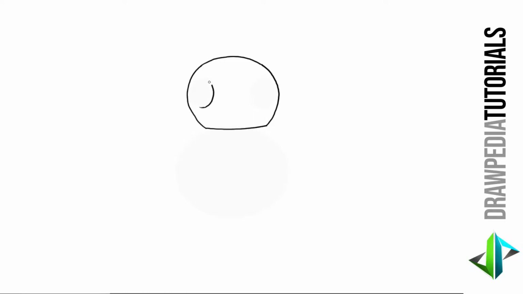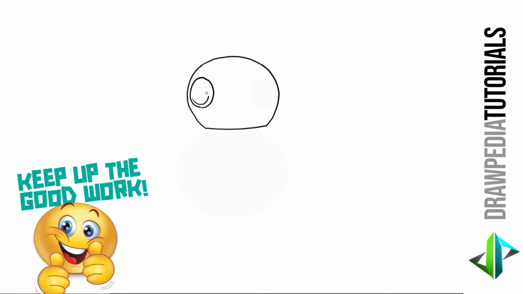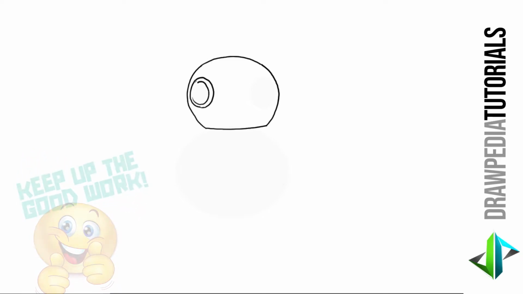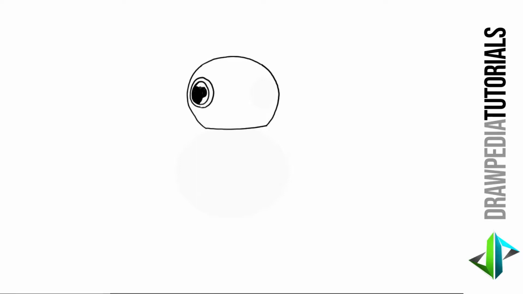Now for his eyes, I'm gonna draw an oval shape on the left side of his face. And I'm gonna draw another oval shape inside of that. And I'm gonna fill that in with black color, and we're gonna copy the same thing on the right side.